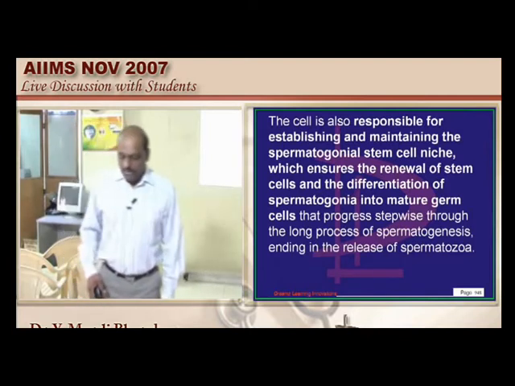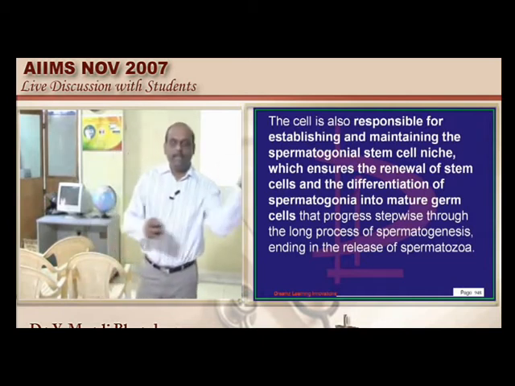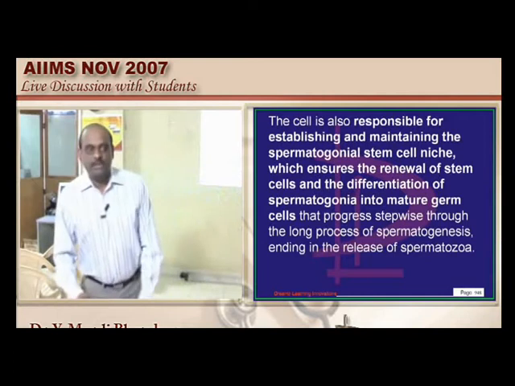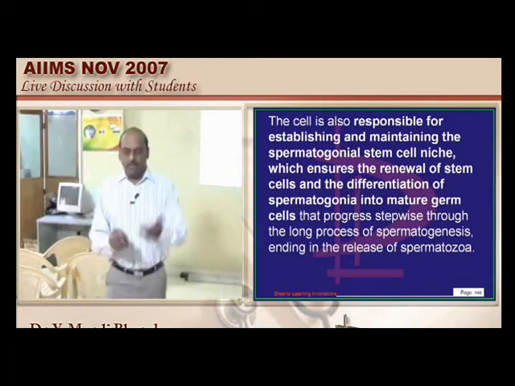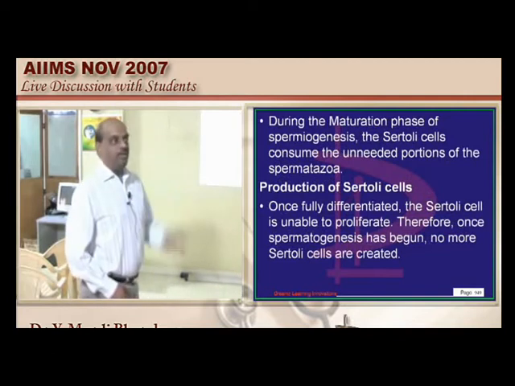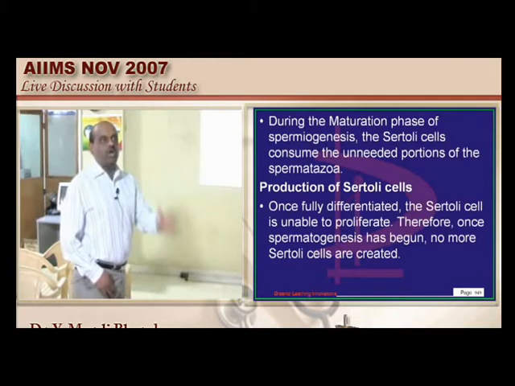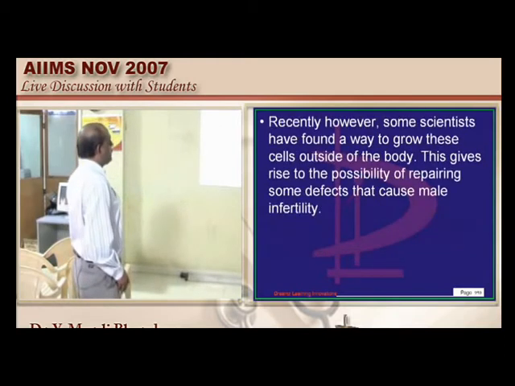Now, some of the cells in our body are capable of differentiating any part of our life. Some of them cannot differentiate. Which group does the Sertoli belong to? Sertoli also need to be remembered, because once fully differentiated, the Sertoli cell is unable to further proliferate like a neuron. That is a speciality of the Sertoli.